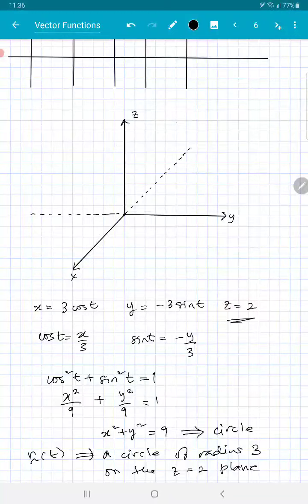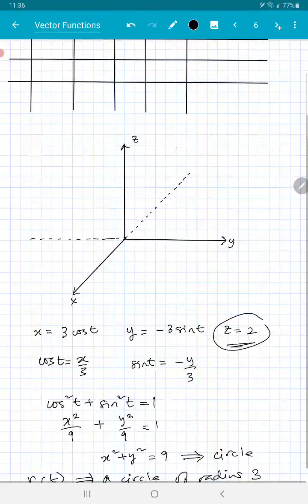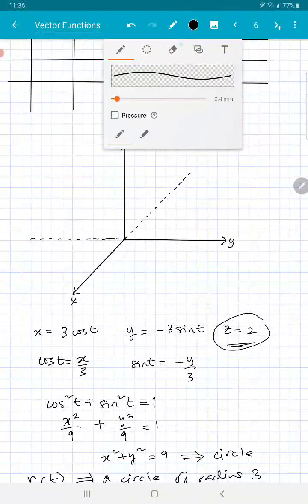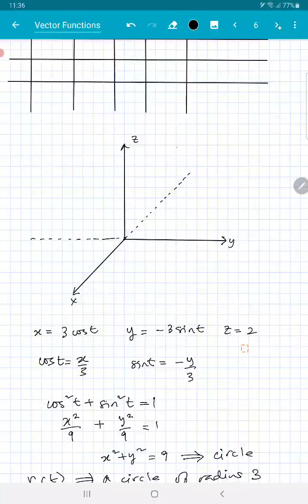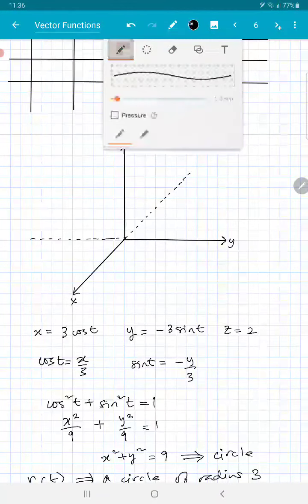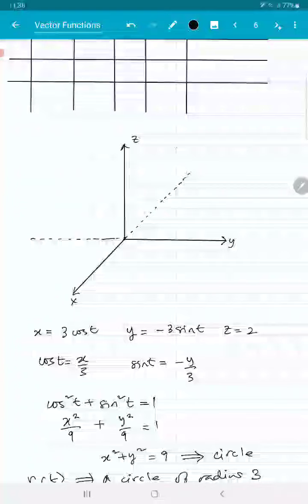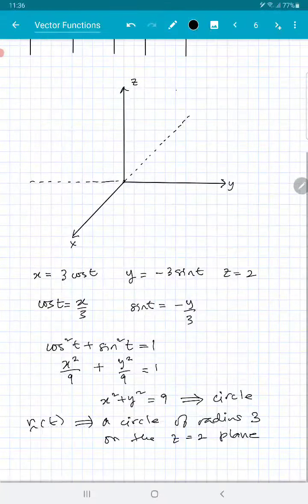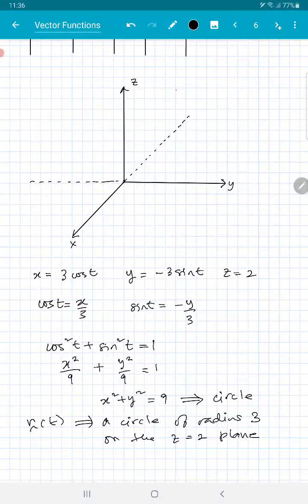Okay, so our curve for the vector valued function r is going to be a circle of radius 3 on the z equals 2 plane, because the z component is always 2, meaning that z doesn't change. So our curve is going to be on the z equals 2 plane, and it's going to be a circle. So let's plot this circle of radius 3 centering at x0, y0, z equals 2.